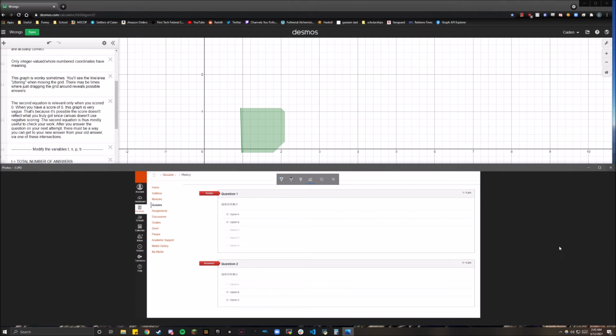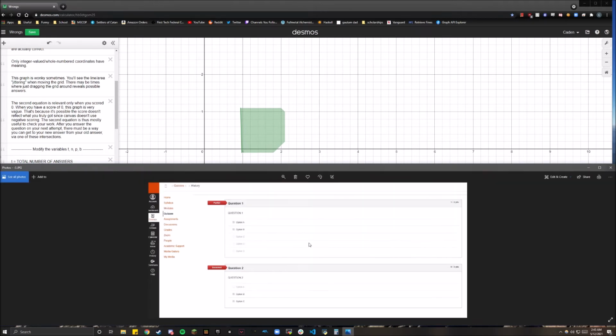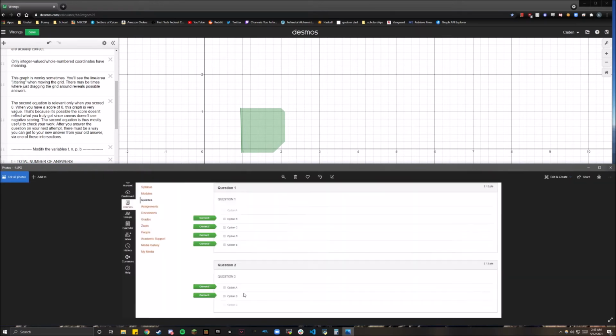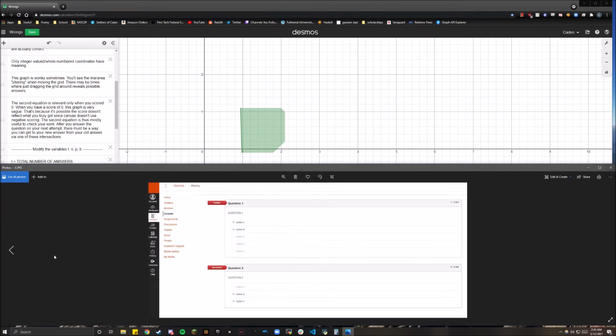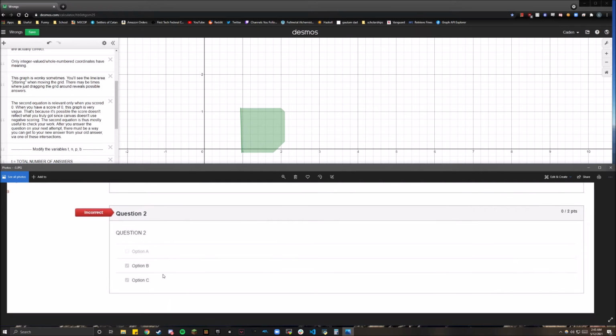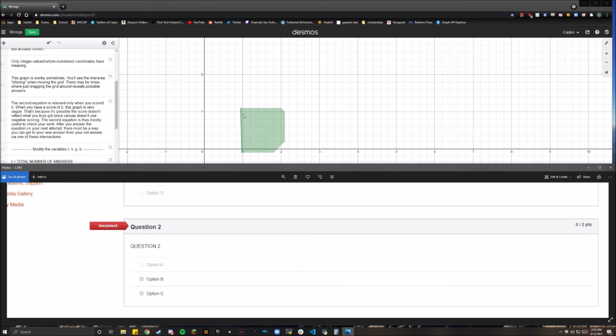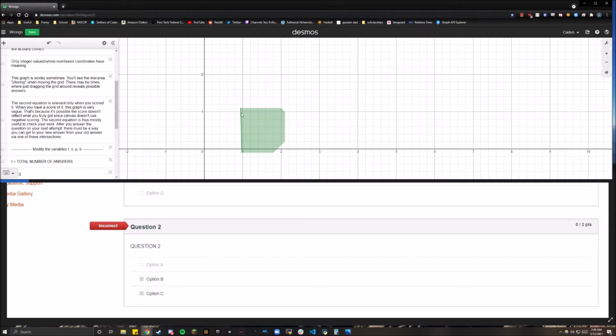If I go to the actual answer, you can see that there were 2 options correct, and I got 2 out of 2 points. So for this question, there were 2 options. That means that the correct intersection was 1, 1 right here.